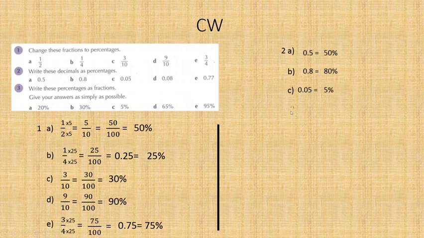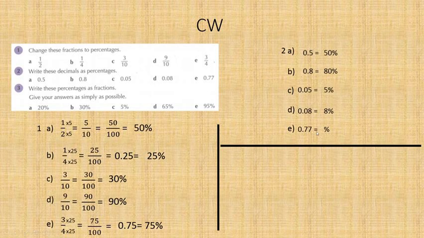And number D is going to be the same as number C. It's 0.08, so move the decimal point 2 steps to the right, so it's going to be 8%. And number E, finally, it's 0.77. I will move the decimal point 2 steps to the right, so it's going to be 77%. Okay, so let's go to question number 3.